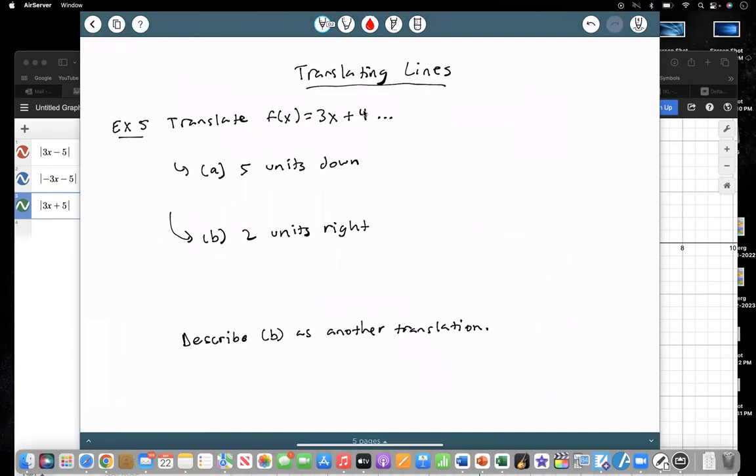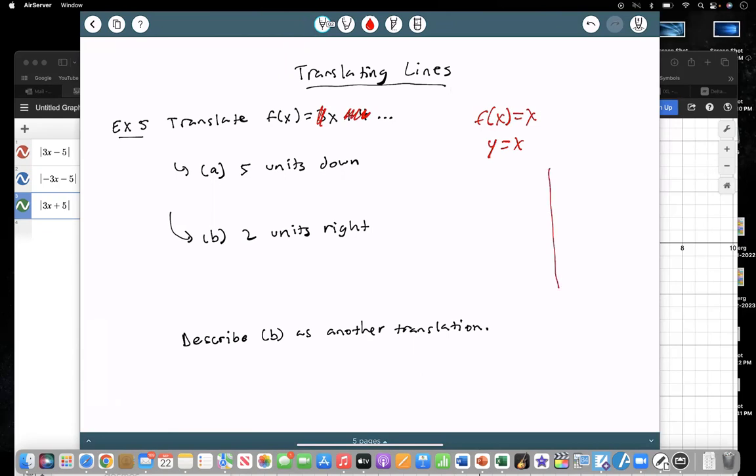Okay, let's look at some translating lines. So here we have the line 3x plus 4, right? mx plus b, so we know that's the line. Okay, so remember the parent function is the most basic one. You take away all the numbers. So if you take away the 3, take away the extra stuff, you just have f of x equals x, or y equals x. Right? f of x and y are the same thing.